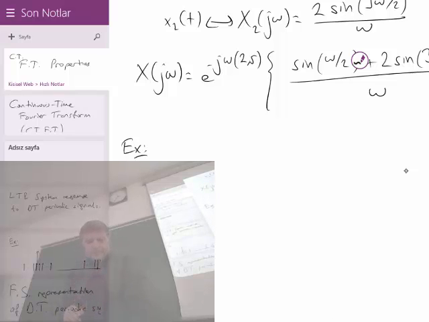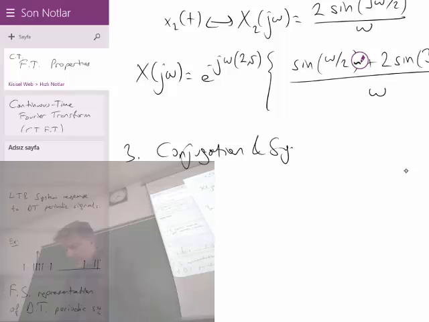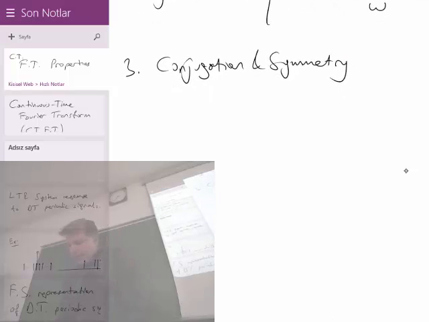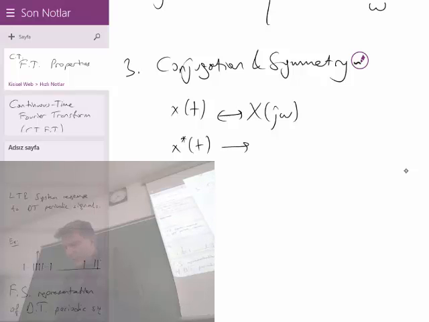Alright? It's not an example, I'm sorry about that. It's now a third property, that is conjugation and symmetry. And what do we mean by that? It means that if x of t has a Fourier transform of x of j omega, then first let's think of the conjugate. The conjugate of x of t will have the Fourier transform x conjugate of minus j omega.